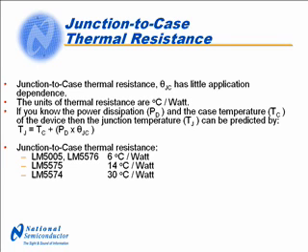Junction-to-Case thermal resistance, theta JC, has little application dependence. The units of thermal resistance are the same, degrees C per watt. In this case, though, if you know the power dissipated and you know the case temperature of the device, then the junction temperature can be predicted as the case temperature plus the product of the power dissipated times the theta JC.